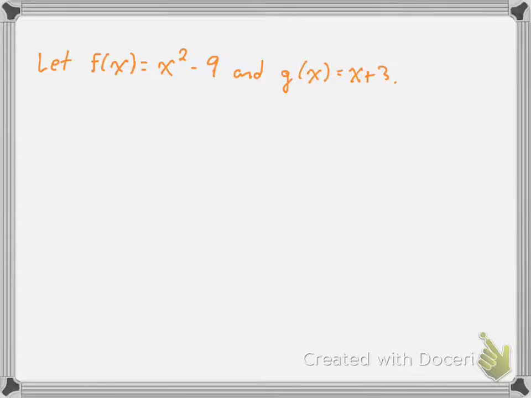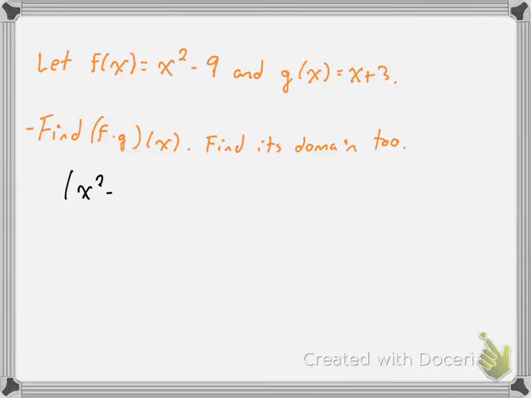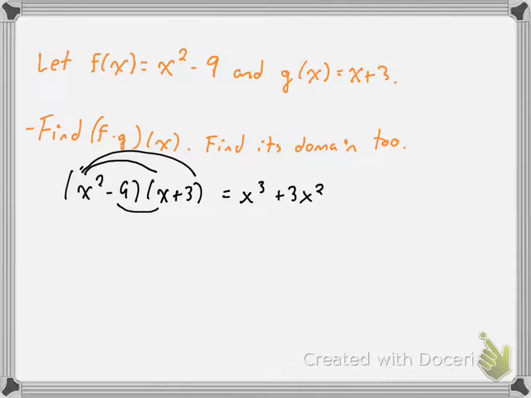In another example, we have f of x being x squared minus 9 and g of x being x plus 3. First, I want to find f times g of x, and I also want to figure out its domain. So what I'm going to do here is take both equations, but instead of adding or subtracting them, I am going to multiply them. And in this case, since I have two binomials, I'm going to be FOILing. So I'm going to have x cubed plus 3x squared minus 9x minus 27.